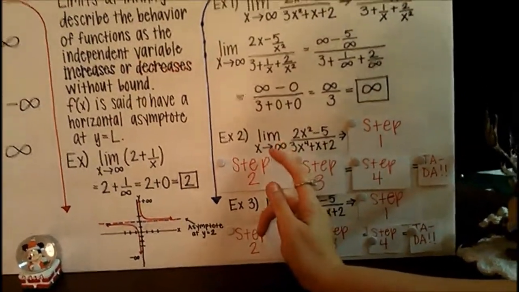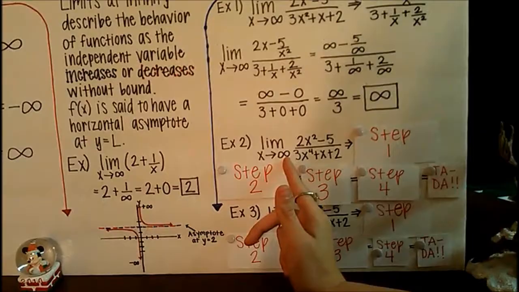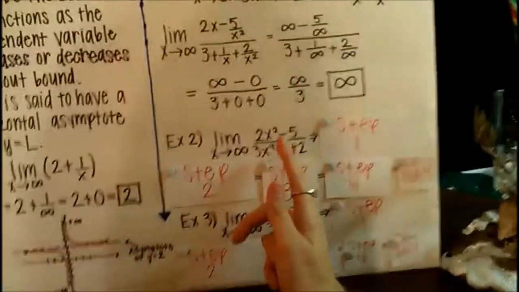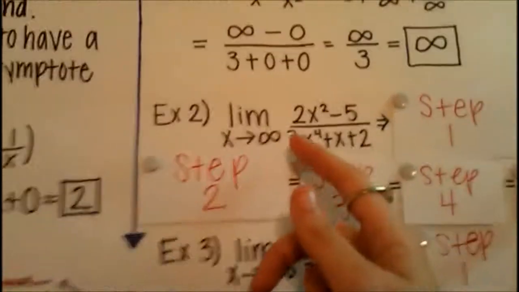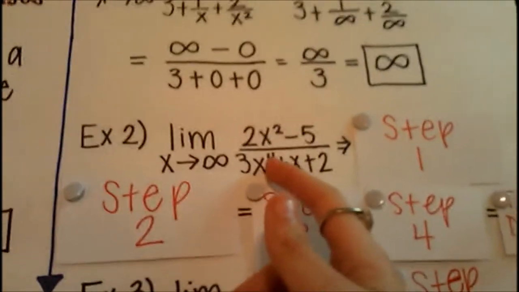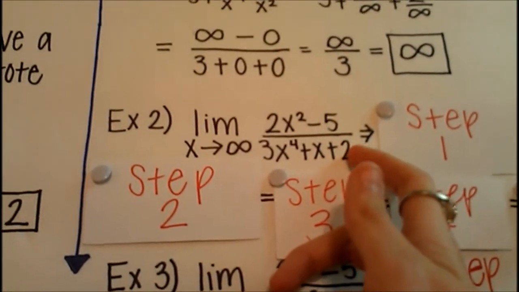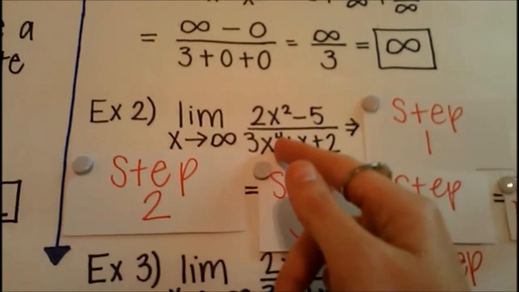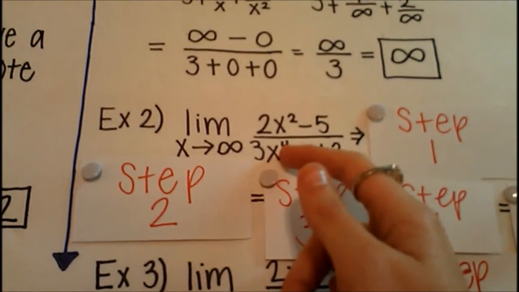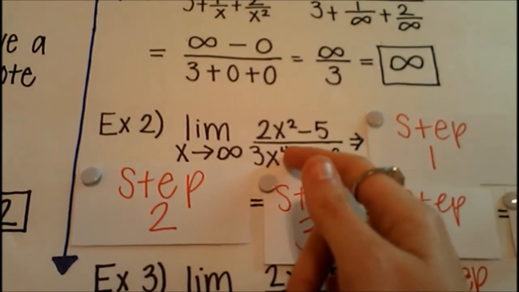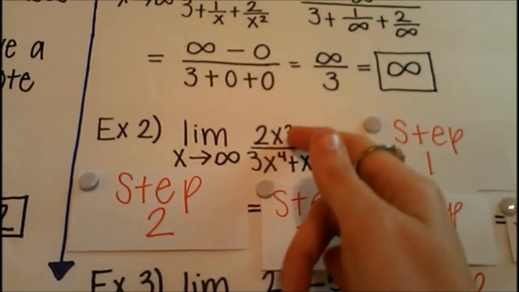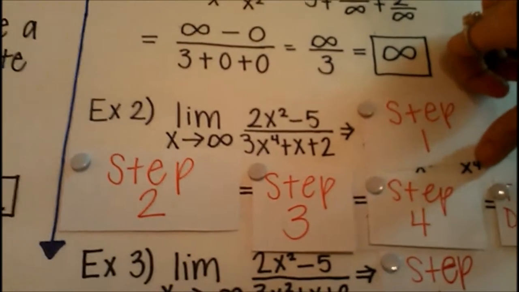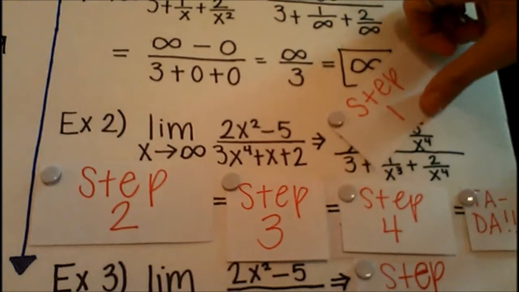The limit as x approaches infinity of the function 2x squared minus 5 all over 3x to the 4th plus x plus 2. As you can see, the power in the denominator, x to the 4th, the highest power, is greater than x squared. So let me show you how important this is.